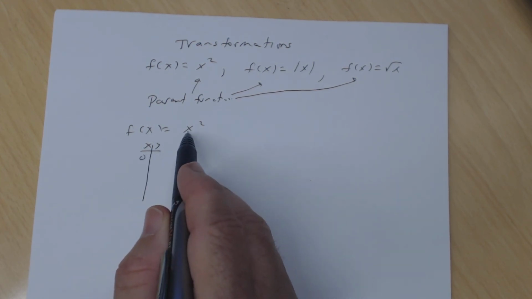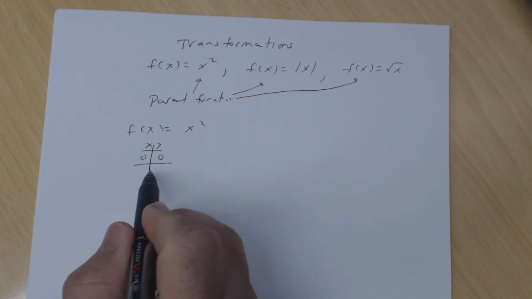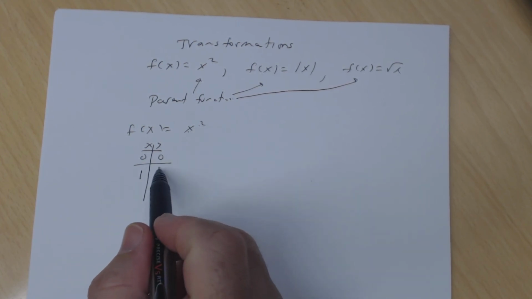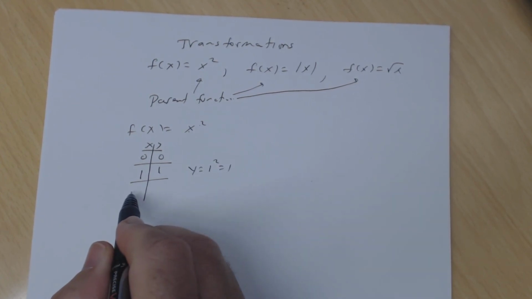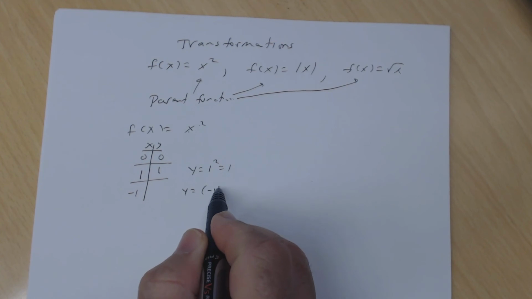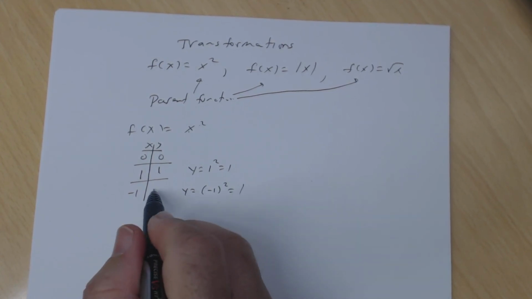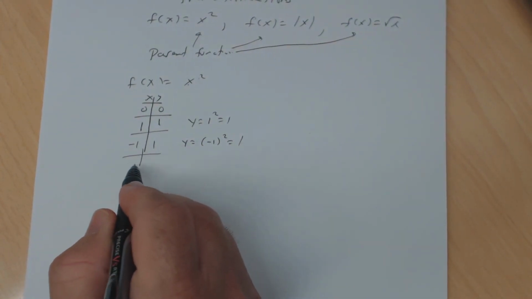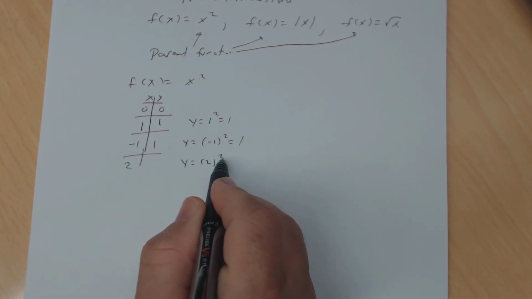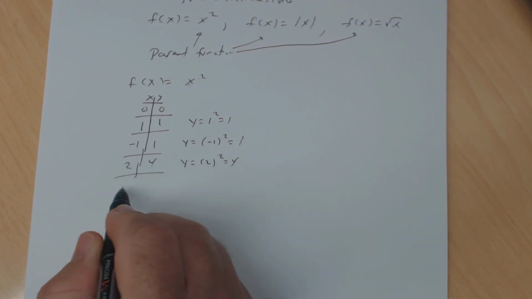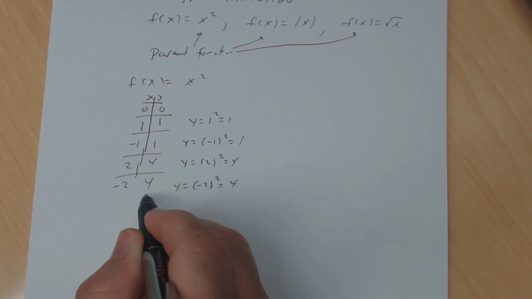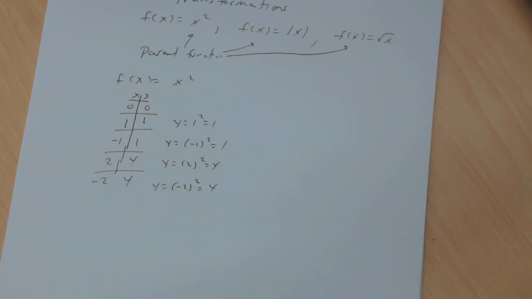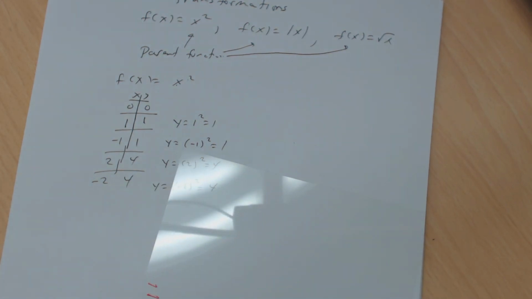When x is 0, 0 squared is 0. When x is 1, 1 squared is 1. When x is negative 1, I get y equals negative 1 squared in parentheses, which is a positive 1. When x is 2, I get y equals 2 squared, which is 4. When x is negative 2, I get y equals negative 2 squared, which is also 4. Okay? All right, and then what that looks like in terms of your graph is this.